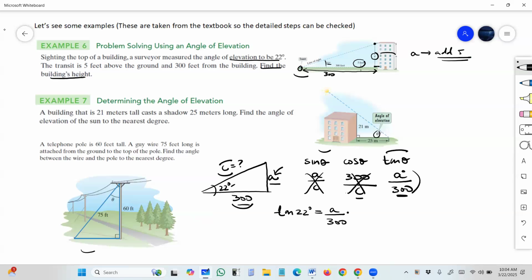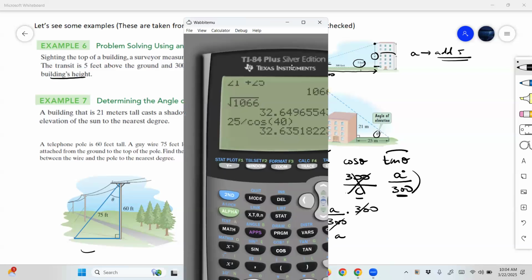All right, so I have this equation. How do I solve for A? Well, we just multiply both sides by 300. Okay, so now I have that A equals 300 times tangent of 22 degrees. Now, obviously, I don't know what tangent of 22 degrees is, so I go to the calculator and I type all of this into the calculator. So here's my calculator.